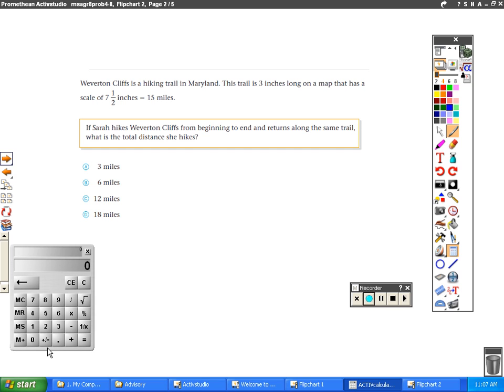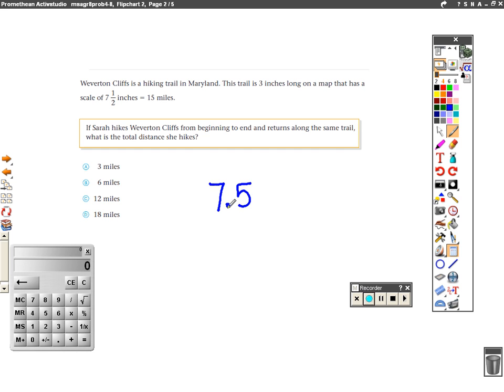Weaverton Cliffs is a hiking trail in Maryland. The trail is 3 inches long on the map that has a scale of 7.5 inches equals 15 miles. Okay, the first thing I'm going to do is record my scale. And I have a mixed fraction, and I find it's much easier to work with a decimal. So 7.5 inches is the same as 7.5 as a decimal, because 0.5 is a half, over 15. Now I need to have my label so I don't make a mistake. This is inches, and this is miles.